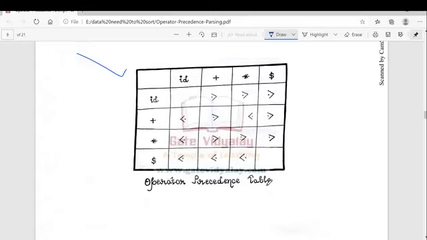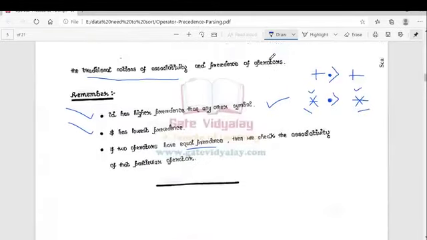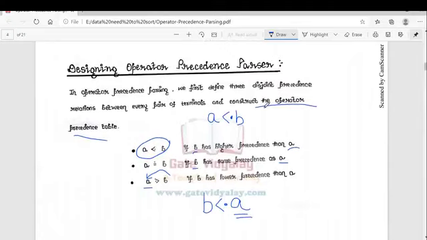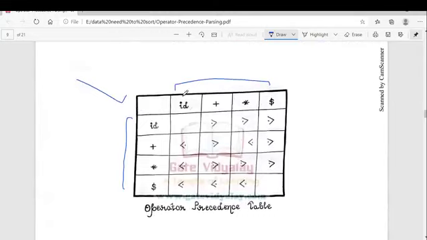Okay. Now in rows I have put all terminals, and in columns, I also have to put all terminals. As we have already discussed, we have to define the precedence relation between pairs of terminals. So we will define the relation between these pairs of terminals.